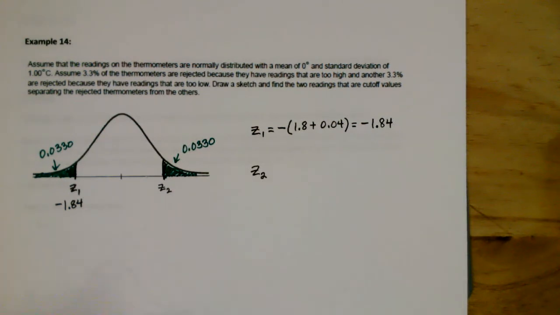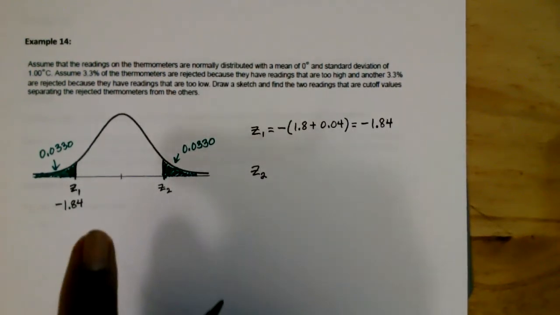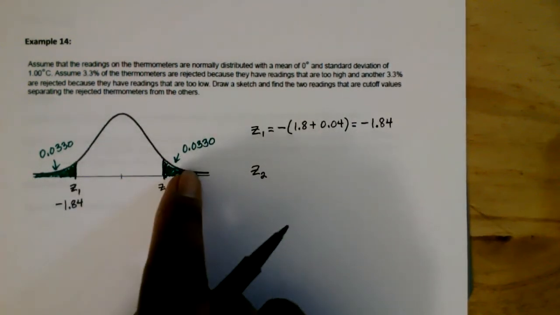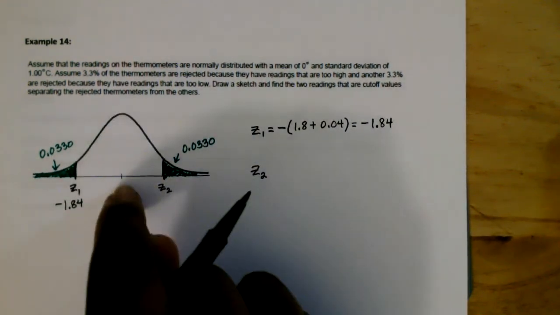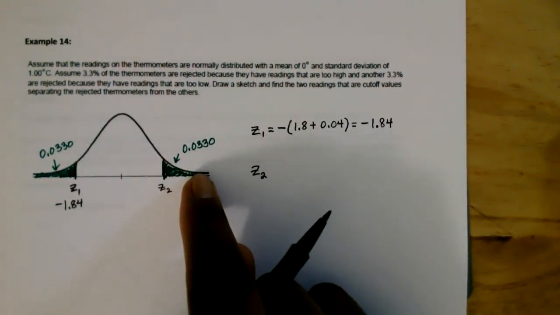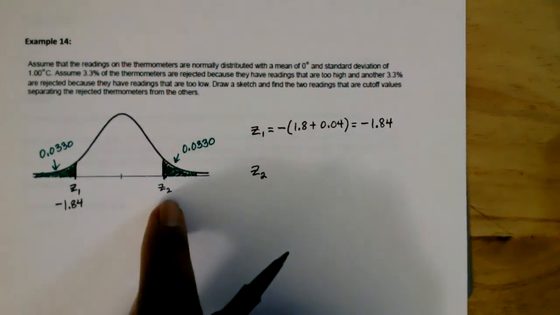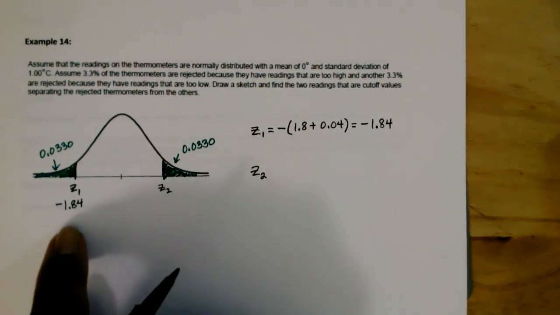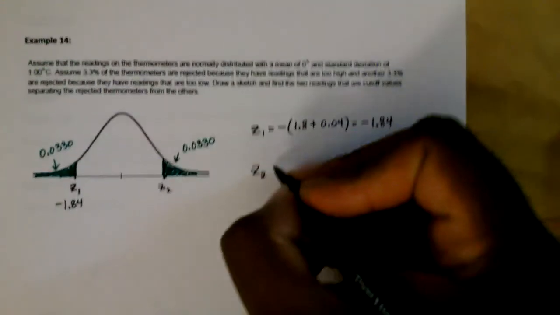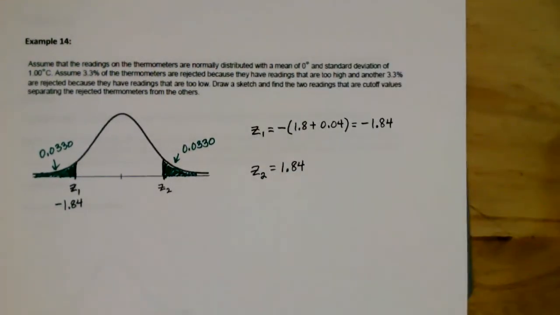Now, if I know this, I can easily find Z2. The reason for that is this. These two numbers are symmetric to each other. They're the same. This bell-shaped curve is symmetric. That means the left side has a mirror image of the right side. So here, Z1 would be the opposite of Z2. So Z1 is negative 1.84. Then Z2 will have to just be the opposite of that, which is, in this case, 1.84.